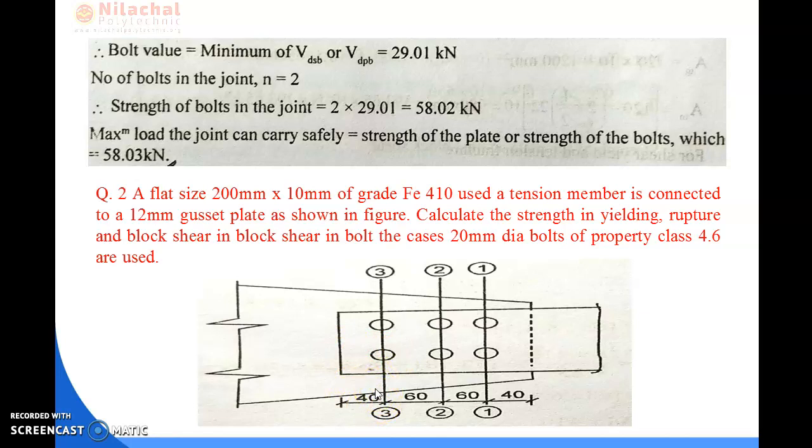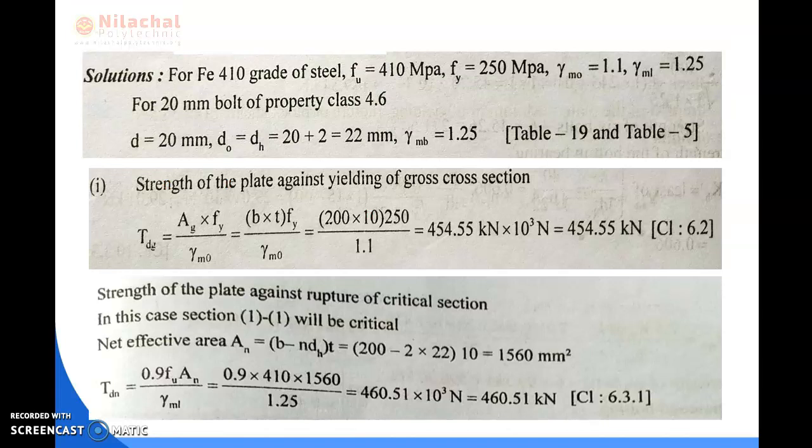Okay, so now comes the solution part. First of all, the data given. In the question it is given that the grade of the steel is Fe410, so the ultimate strength of the steel is 410 Newton per mm square or megapascal, and the yield strength is 250 Newton per mm square.